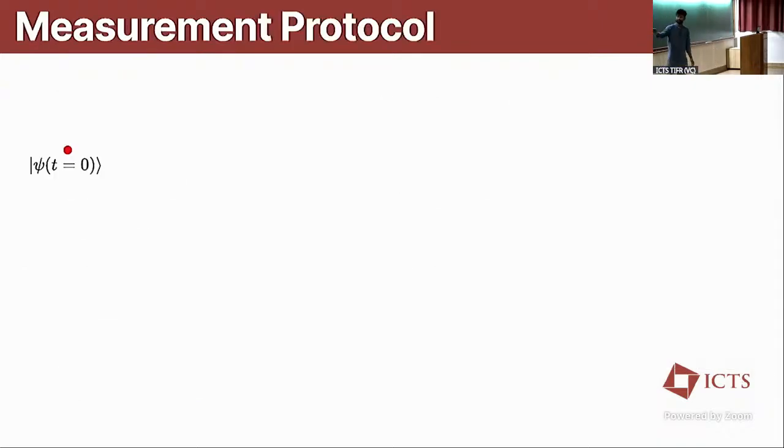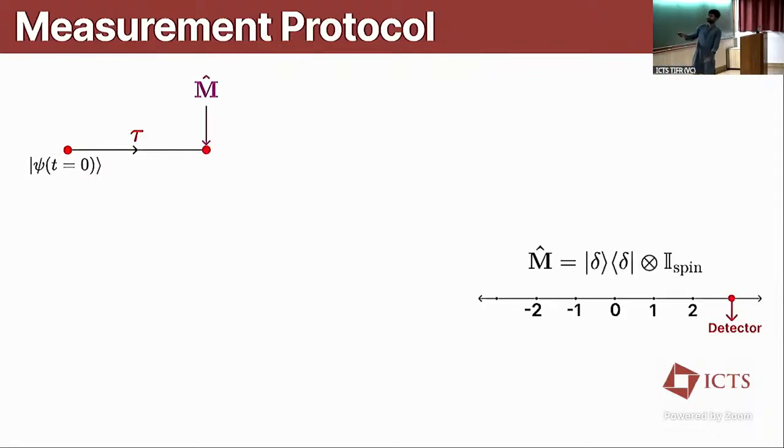So let us assume that we have an initial state at time t equal to 0. We evolve it for tau number of steps, and then we do a measurement. This is the measurement operator. You can think of it as a detector being placed at one of the lattice sites, which detects whenever the particle comes there. So the state just before the measurement will be given by this, at time tau minus.